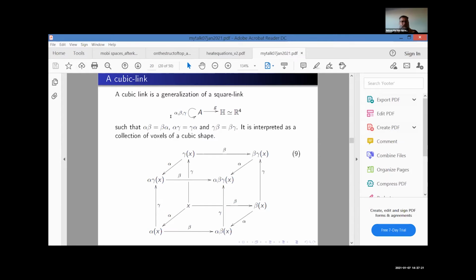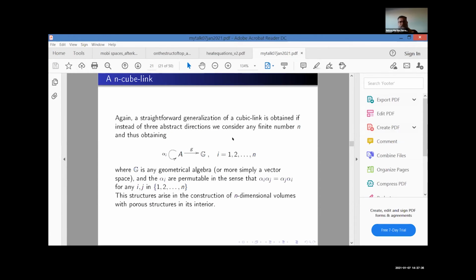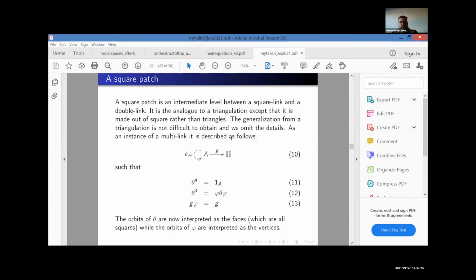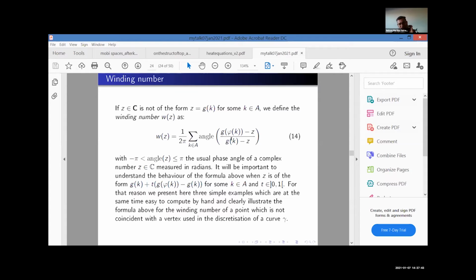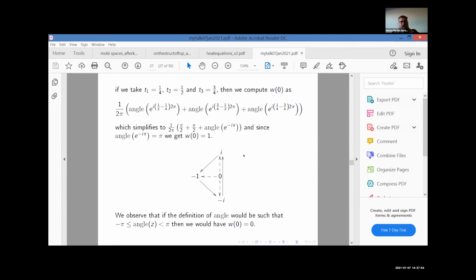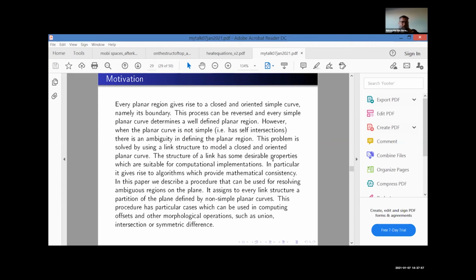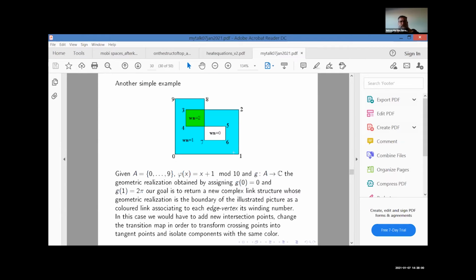Also, a cubic link. In this case, we have three transition maps, one for each direction in space, and they have to satisfy certain conditions. So, in any case, we have this notion of link and multi-link appearing again and again with many applications. We have actually developed this concept and generalized the notion of winding number to these structures with very nice results. I will skip this technical stuff, but again the same idea.